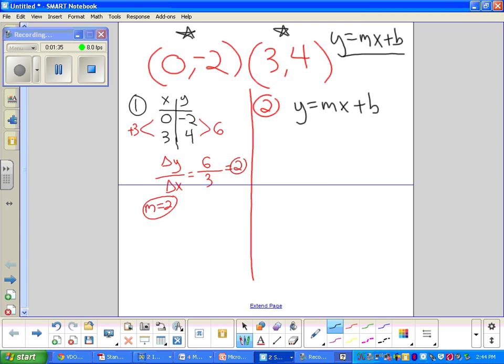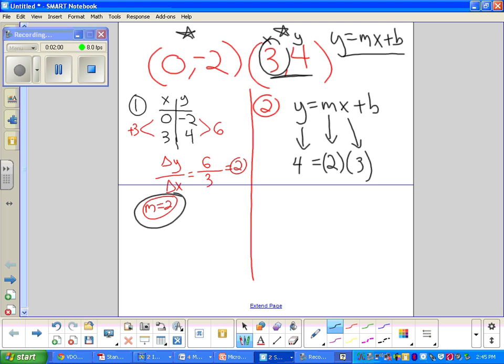I'm going to pick the second one because they're both positive. The 3 is my x, the 4 is my y. So I'll start substituting in. In place of y, I'll put a 4. In place of m, I'll put a 2. In place of x, I'll put a 3. The 3 comes from right here, mx plus b. So all I have to do now is solve for b.